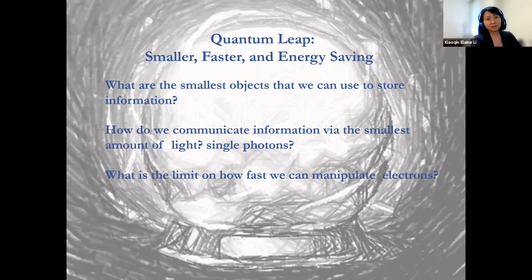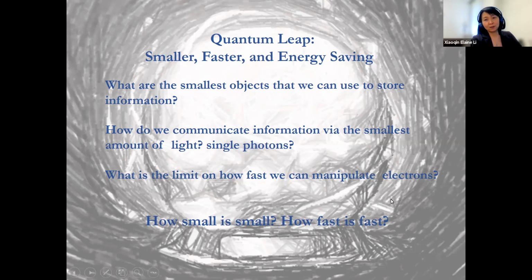What are the smallest objects we can use to store information? And how do we communicate information via the smallest packet of energy, the single photons? And how fast can we manipulate such information that is encoded perhaps in single electrons or single holes? And to push the limit on these questions, we also need to define, first of all, how small is small and how fast is fast.